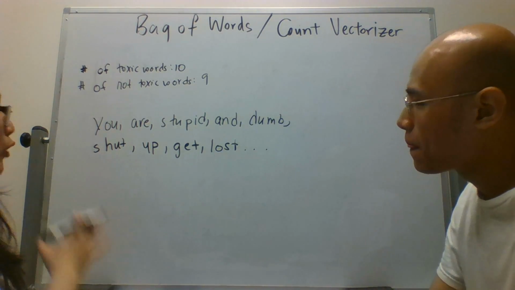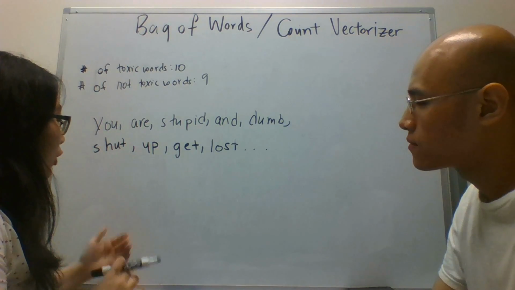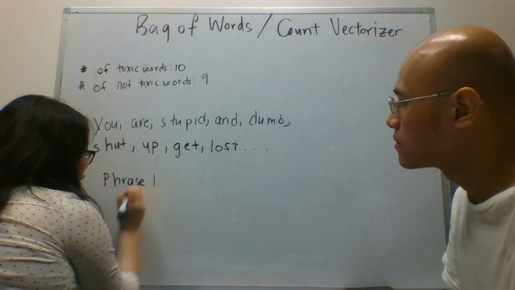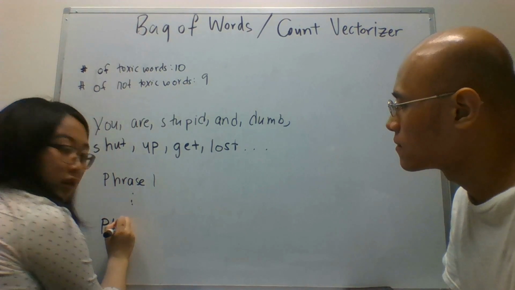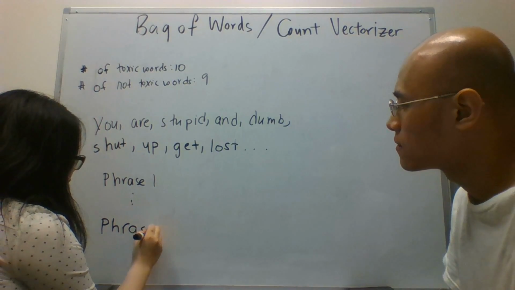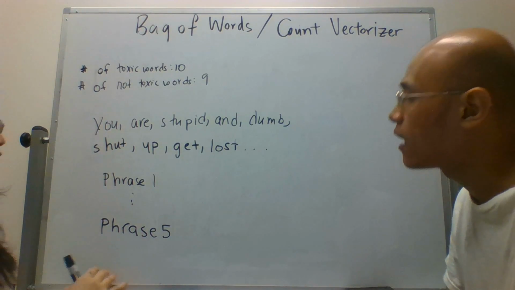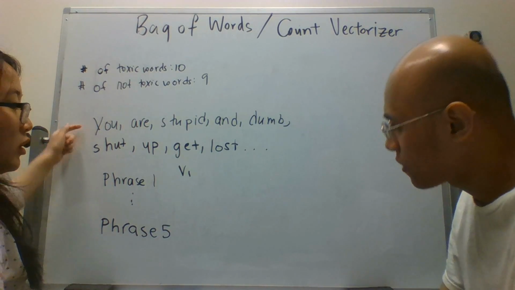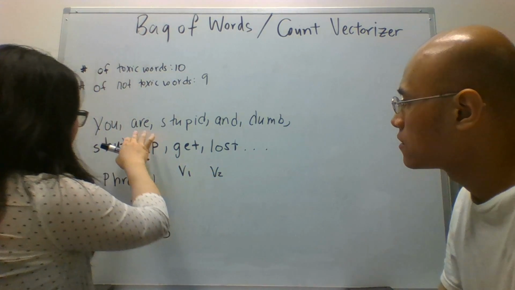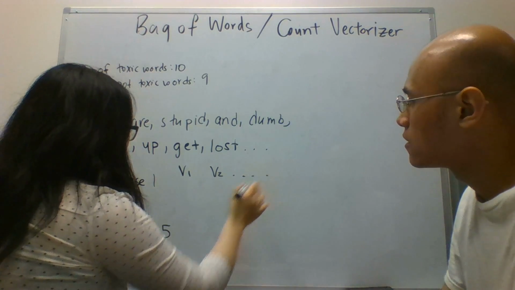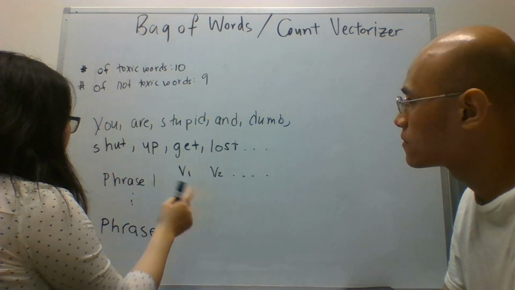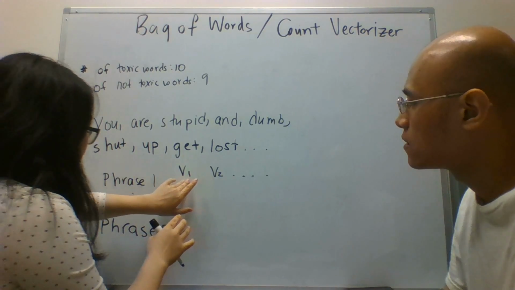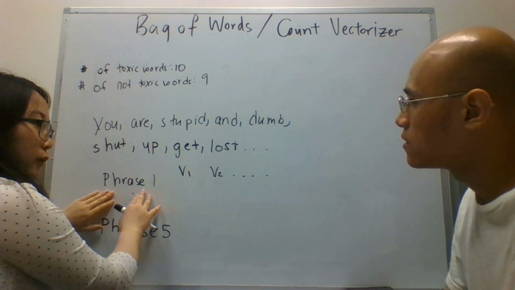To create these bag of words vectors, we're considering our phrases, phrase 1 through phrase 5, and we are creating a matrix. Let V1 be the first word in our vocabulary, and this is you. We have V2 be the second word in our vocabulary, which is are, all the way to the end of our vocabulary. And the element in the matrix is how many times this vocabulary word appears in this particular phrase.